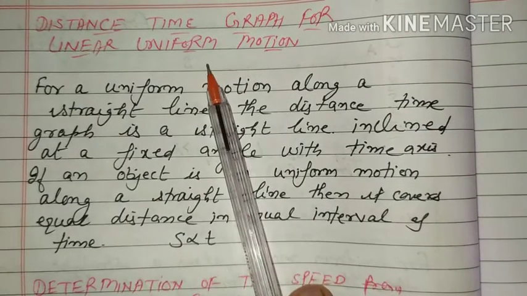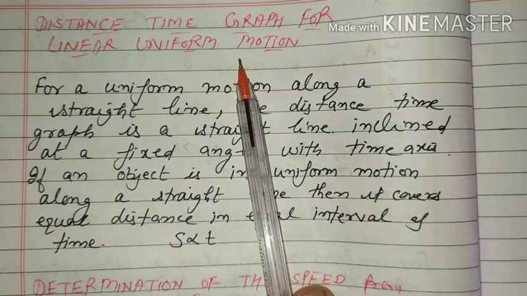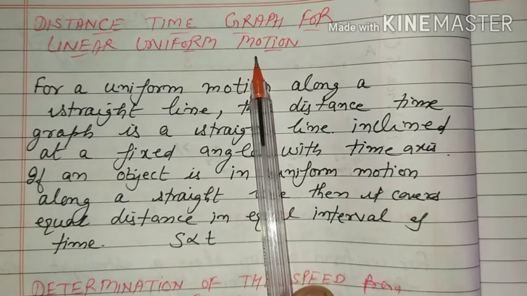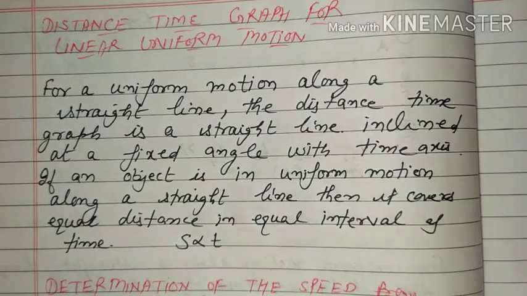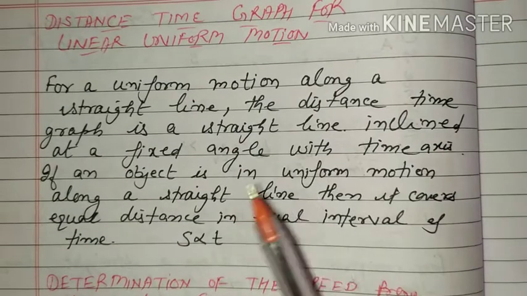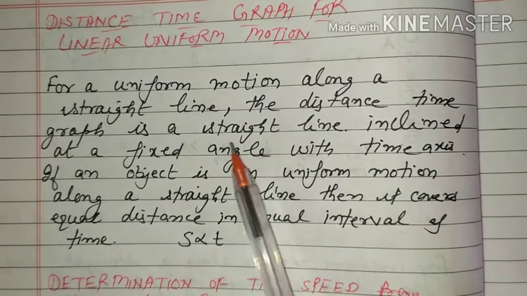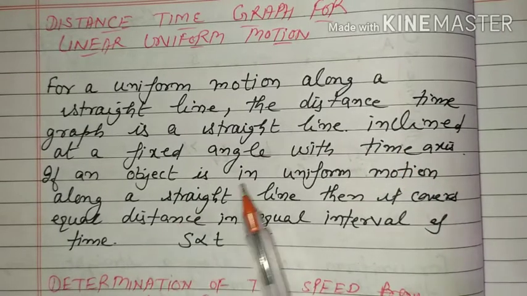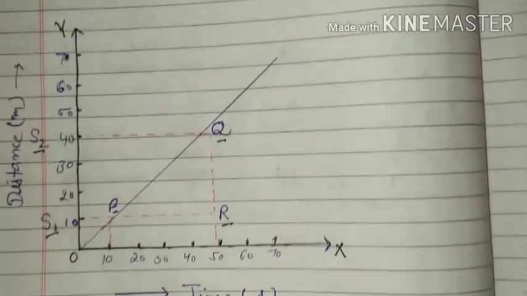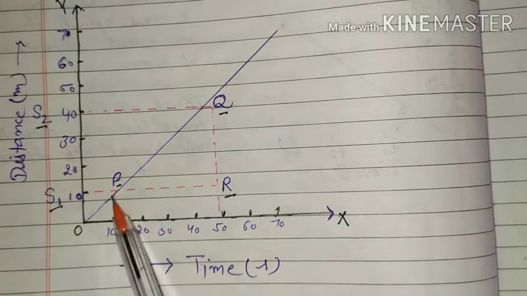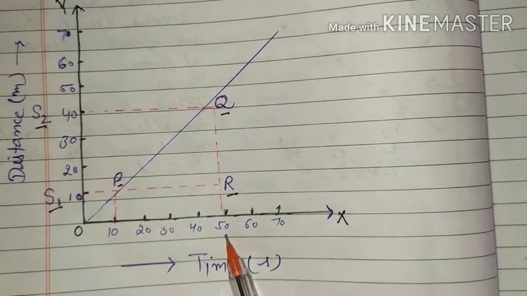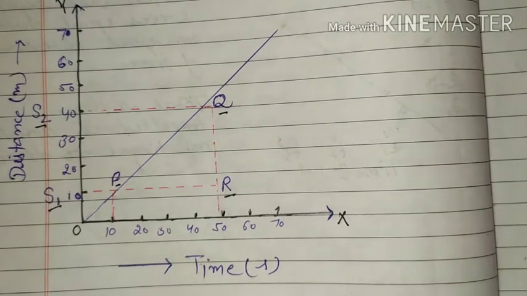First of all, uniform motion means a body covers equal distance in equal intervals of time. Now the body will just move in a straight line. For uniform motion along a straight line, the distance time graph is a straight line inclined at a fixed angle with the time axis. Here you see that the angle is always fixed. Time axis and distance, that's the x and y axis.